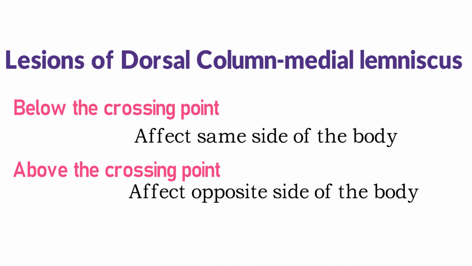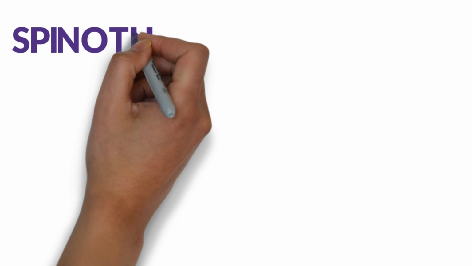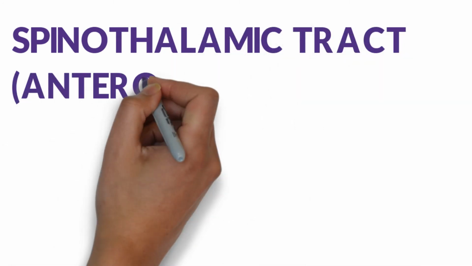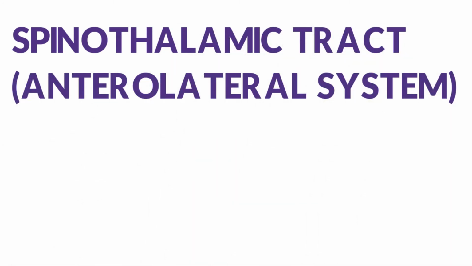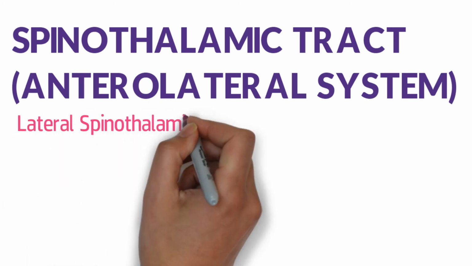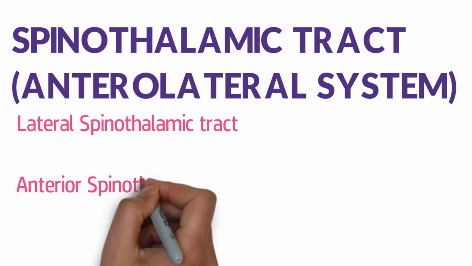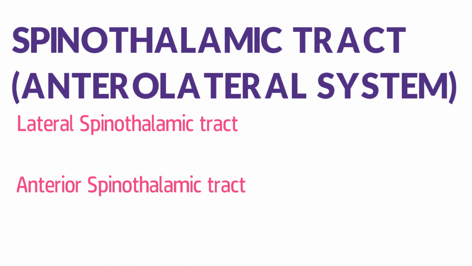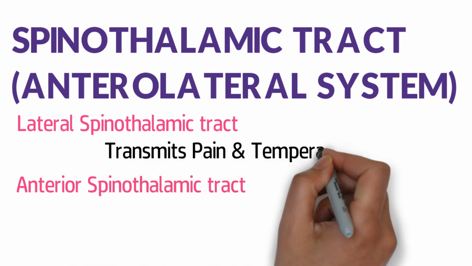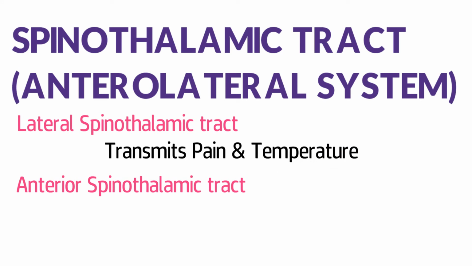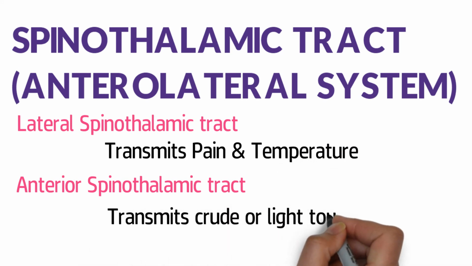Now let's discuss spinothalamic tract. This is also called anterior lateral system. There are two types of spinothalamic tract, that is lateral spinothalamic tract and anterior spinothalamic tract. Lateral spinothalamic tract transmits pain and temperature, while anterior spinothalamic tract transmits crude or light touch.